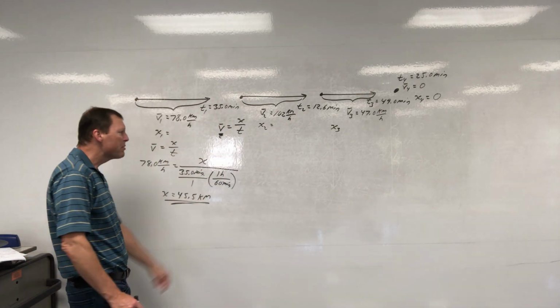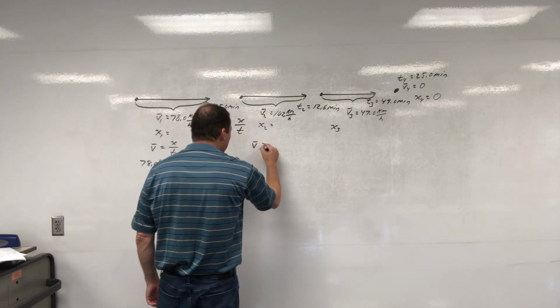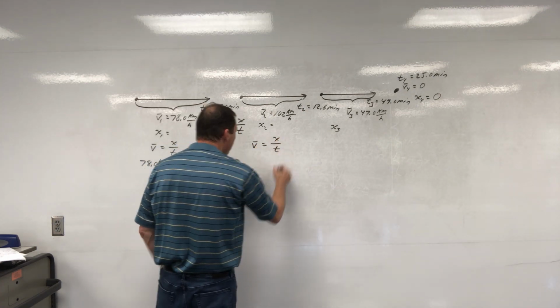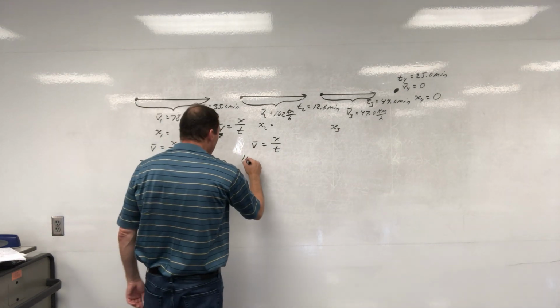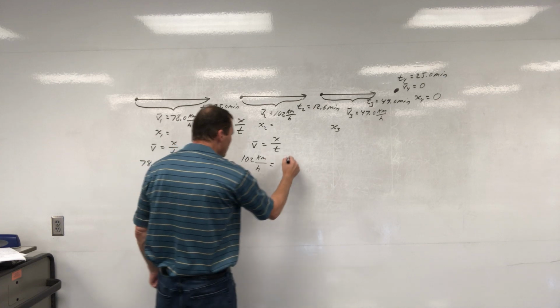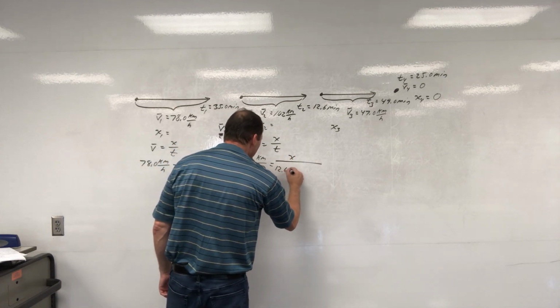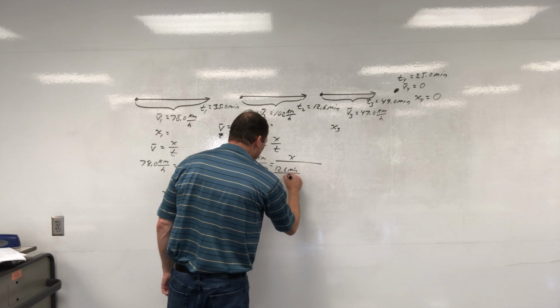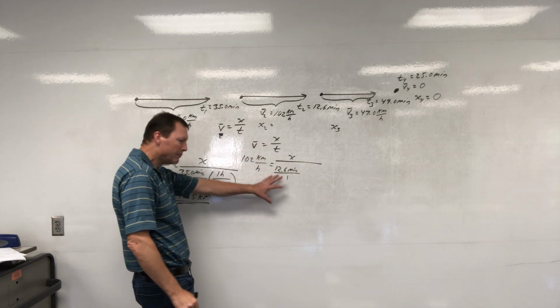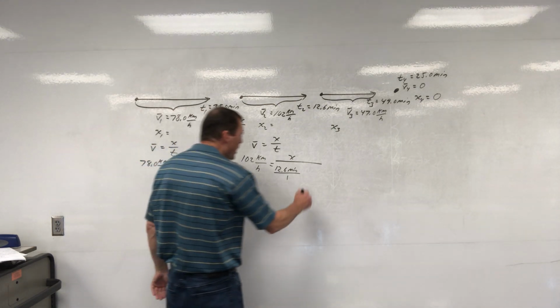All right, let's do the same thing for the second segment. Average velocity equals displacement over time. The average velocity is 102 kilometers per hour equals displacement over the time, which is 12.6 minutes. I'm going to make a fraction out of that. That's the form I needed for dimensional analysis.